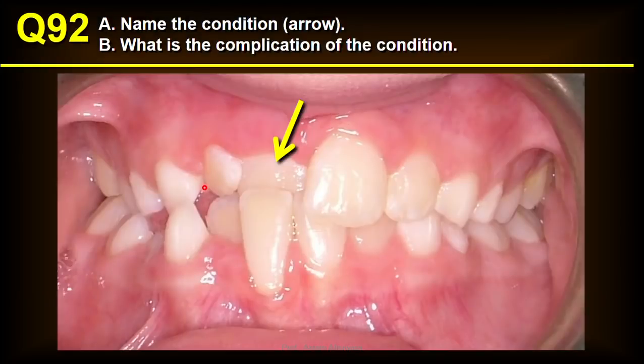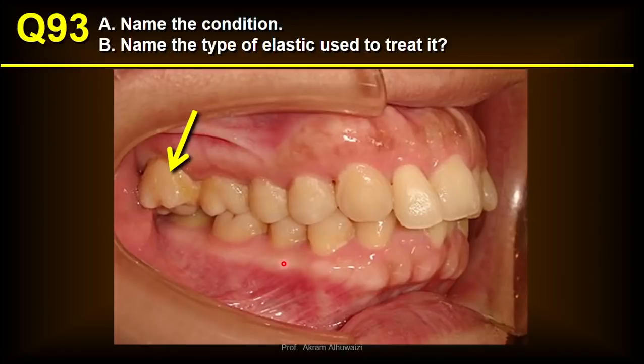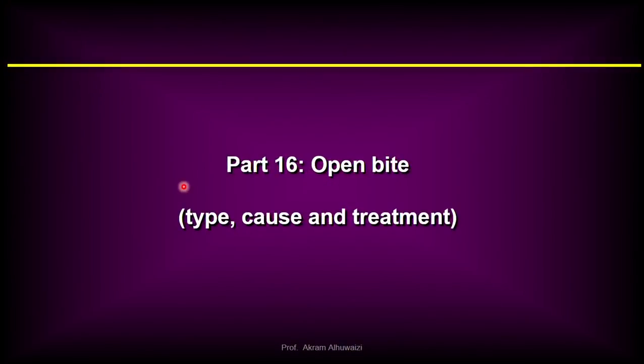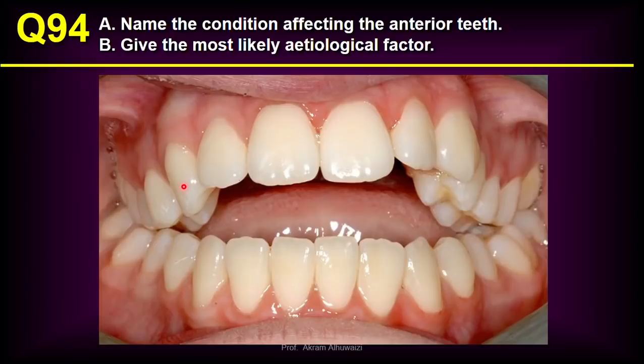Name the condition. It's a crossbite of the upper central incisor. And what's the complication? It's this central incisor. There's trauma from occlusion that's happening to it, and there's gingival recession as well. Name the condition. It's scissor bite, which is affecting the upper right second molar. What's the elastic that you can correct it with? It's cross elastics. Part 16 is open bites.